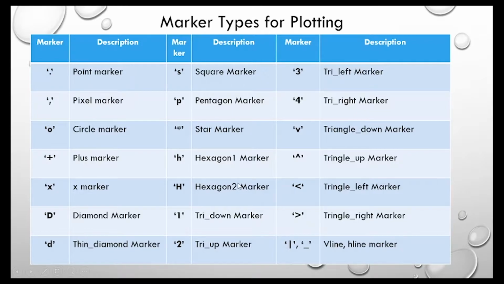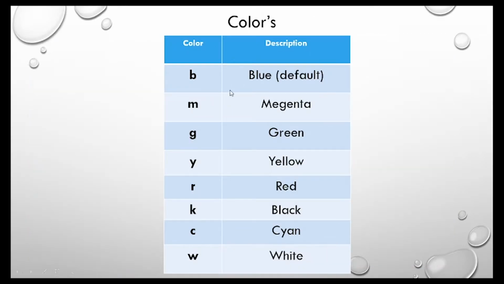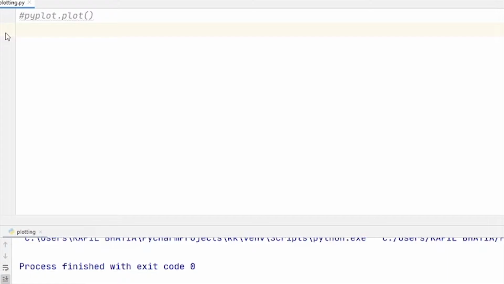Okay. Next is colors. Here you can see the color code. Small b for blue, default color, small m for magenta, small g for green, small y for yellow, small r for red, small k for black, small c for cyan and small w for white. Let us now practically see how to plot a chart using these functions.